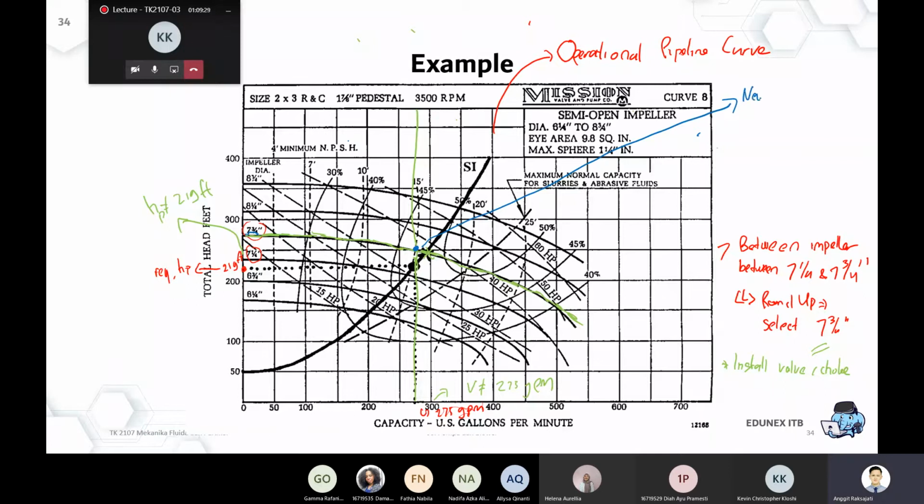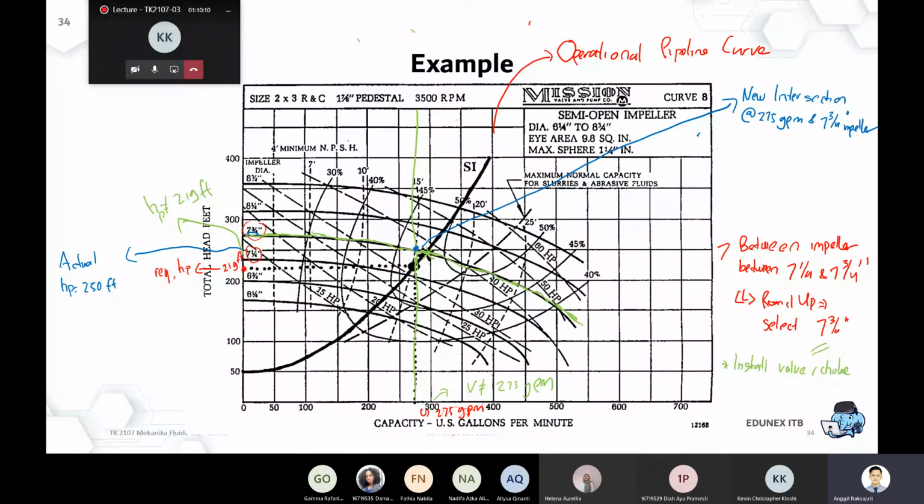So that's the new intersection at 275 GPM, which is your required flow rate, and a 7¾ inch impeller. What's the consequence? Instead of producing 219 feet, your actual generated head is around 250 feet, because you really want to work at 275 GPM.